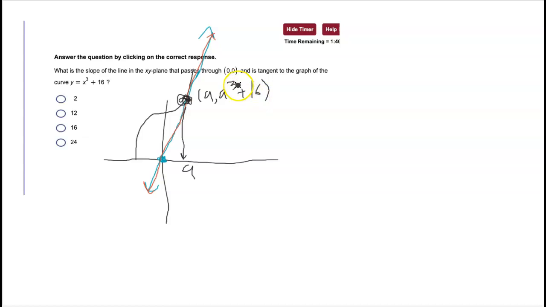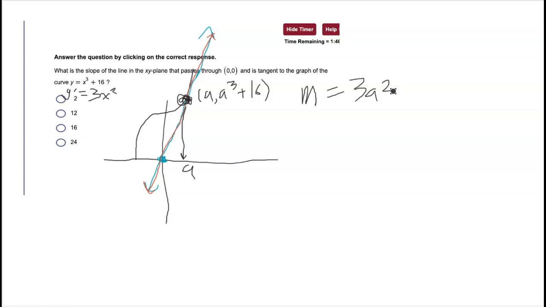But think about this. This line through the origin is also a tangent line. And remember, we can find the slopes of tangent lines fairly easily. We take the derivative, use the polynomial rule, and you get 3x squared. The derivative of a constant is 0. So y prime is 3x squared. The slope of that blue and red tangent line is 3x squared. But the x value is a, so the slope is 3a squared.